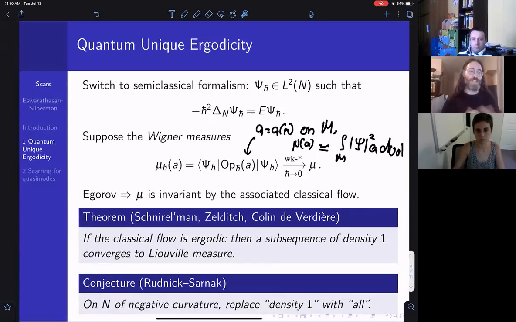Right? So we're trying to probe the conjecture that says that these kind of scars Heller observed numerically in the Bunimovich stadium, at least in the measure theoretic, in the weak star sense, in the worst possible sense, do not occur in negative curvature.